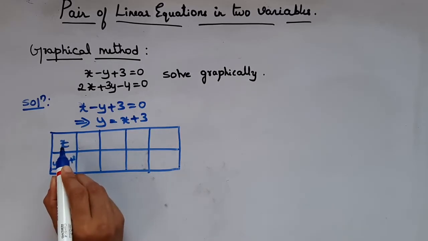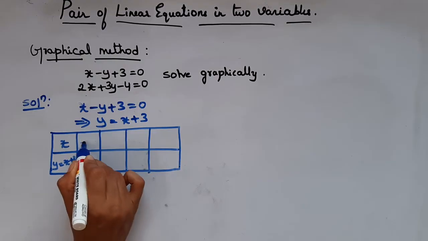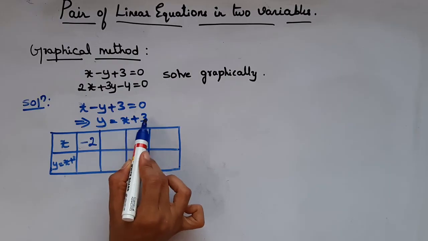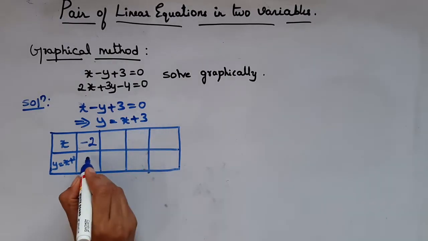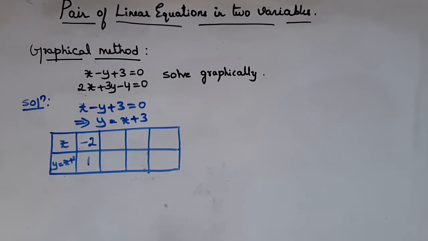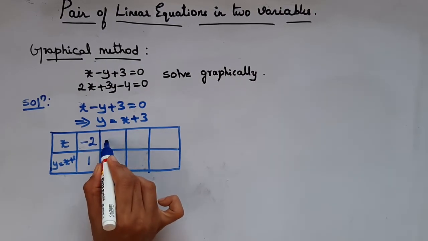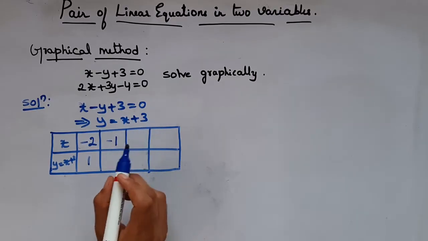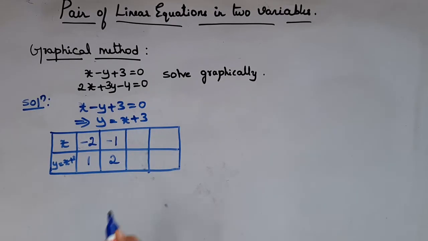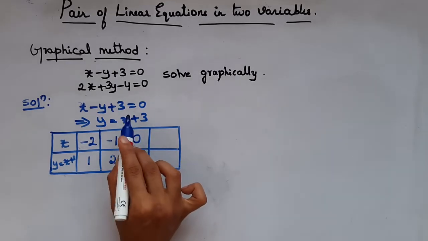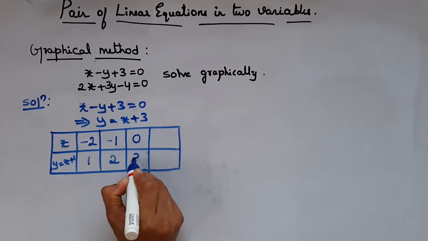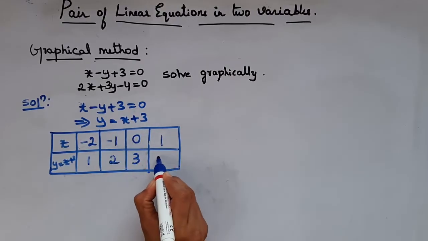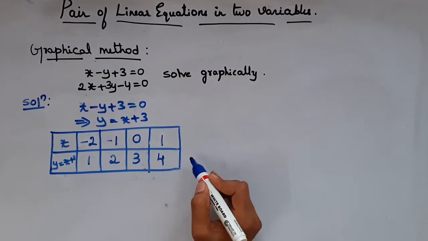For example, if you take x is equal to minus 2, substitute minus 2 here, so minus 2 plus 3 will give you 1. This is a whole number, right? Next, let's see for minus 1. Minus 1 plus 3 will give you 2. Now if x is 0, your y value is 3. Now if you put x is equal to 1, 1 plus 3, y you will get as 4. Let's plot these points in the graph.